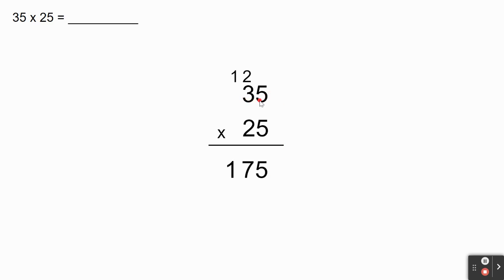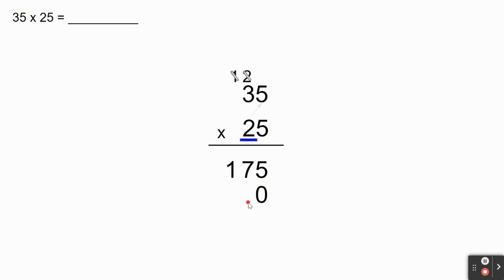Now we're going to multiply 35 times 20 since the 2 is in the tens place. We can cross off the numbers that we regrouped at the top since we've already added them. We don't need to use them again. So we're going to be multiplying 35 times 2 in the tens place. Since the 2 is in the tens place, we're going to place a 0 down here in the bottom in the ones place, so our answer is going to start in the tens place.